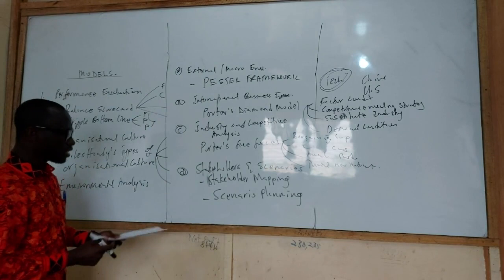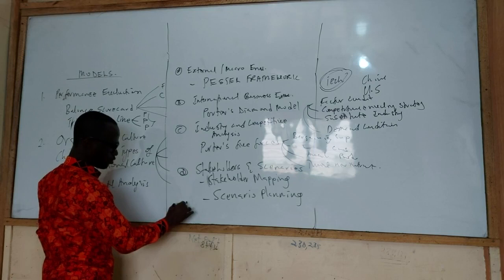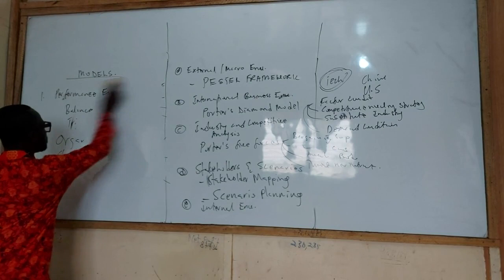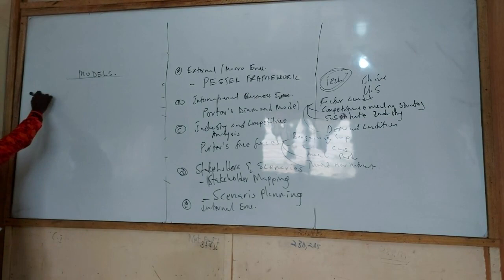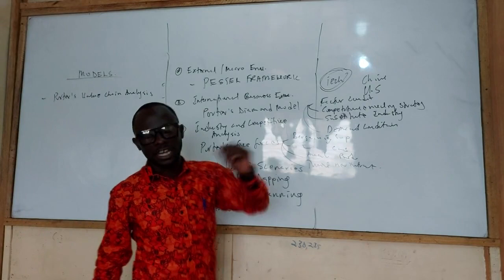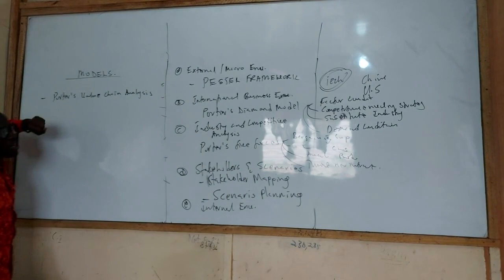Then we come to the internal environment. In the internal environment, we'll also be borrowing three different modules. The first one is called Porter's Value Chain Analysis. This is where we look at the core activities of the company and the non-core activities of the company, so that the company can focus on the core and possibly outsource the non-core activities.